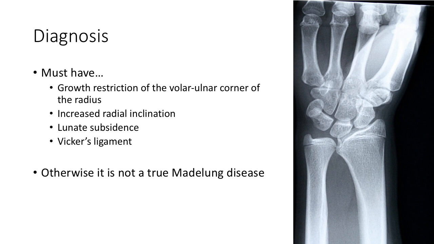You must have, in order to be a true Madelung's disease, growth restriction of the volar ulnar corner of the radius, increased radial inclination, Lunate Subsidence, and the presence of a Vicker's ligament. Otherwise, it is not a true Madelung's disease, but something akin to a Madelung deformity, which is similar.